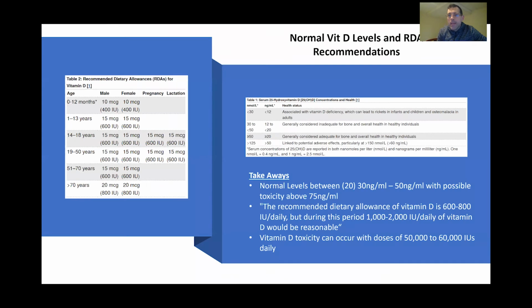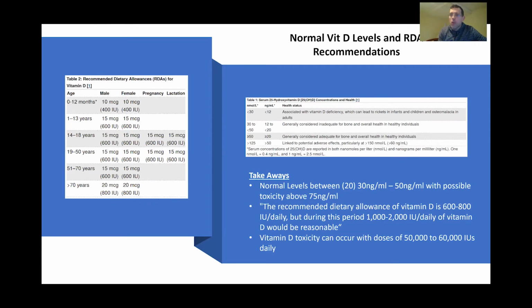So then the next question really is how much vitamin D to give people and what's normal for vitamin D? Well, over here I show your typical RDA requirements. And here I concentrate on plasma levels, what would be a normal plasma level? Normal plasma level would be anywhere from 20, I would say more like 30 nanograms per ml, up to 50 nanograms per ml. And it's important to keep in mind that you could have toxicity. So above 75 nanograms per ml would be toxic.